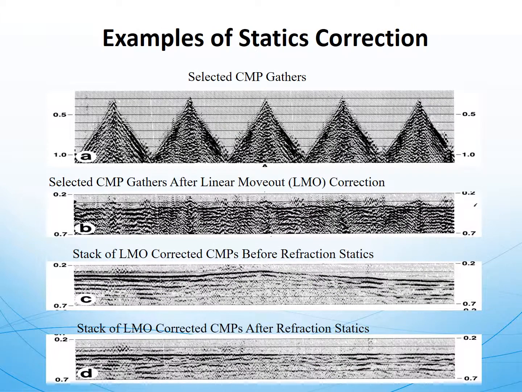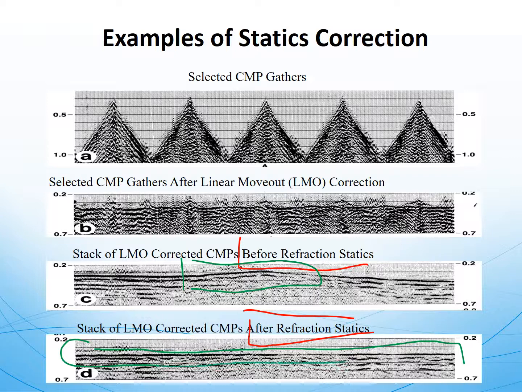Another example of static correction. If you can notice, before the refraction static and after the refraction static, you can see the difference. After the refraction static, now you no longer see this particular difference in level. Okay, now after you apply the refraction static, all throughout the layer has an equal or similar depth.